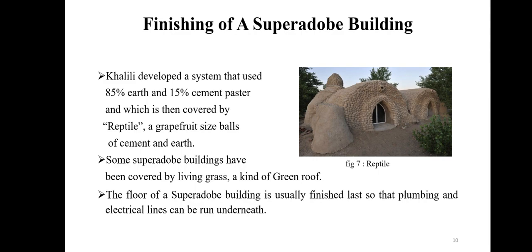The finishing of a superadobe building. The structure can be finished with plaster. For plastering, cement plaster or mud plaster can be used, or the building can be covered by grass also. The floors of the superadobe building are usually finished last so that plumbing and electrical lines can be run underneath. Let's move to the next slide.